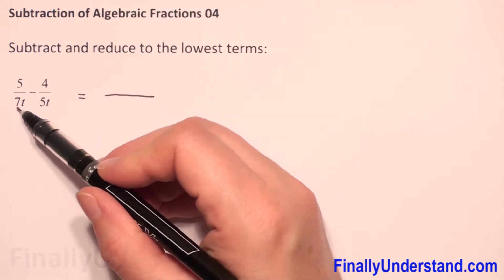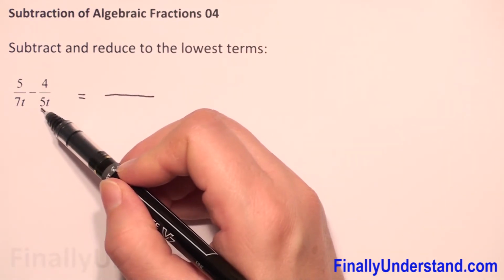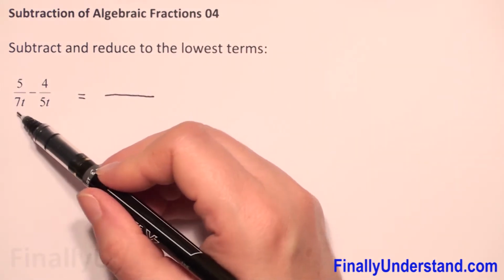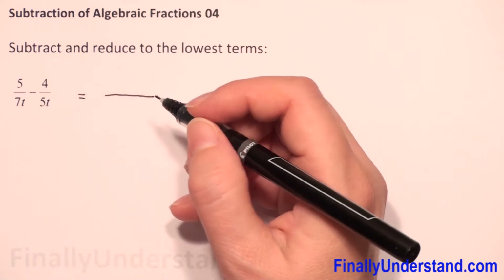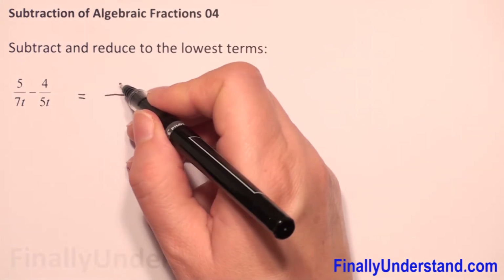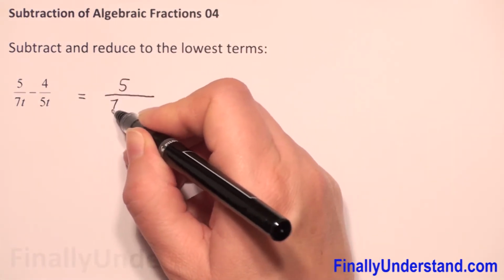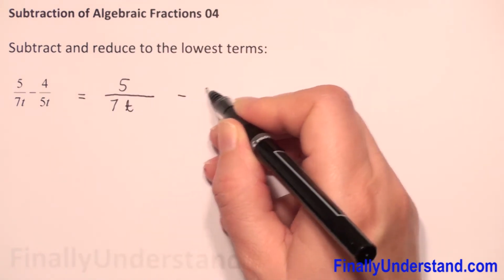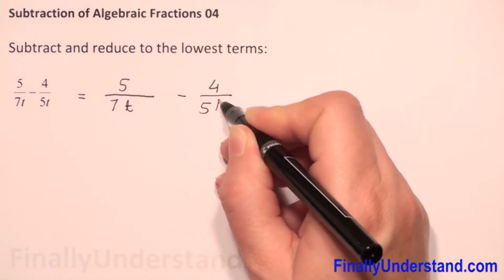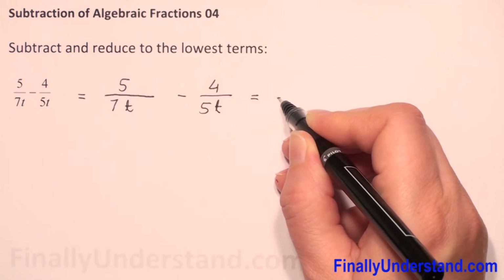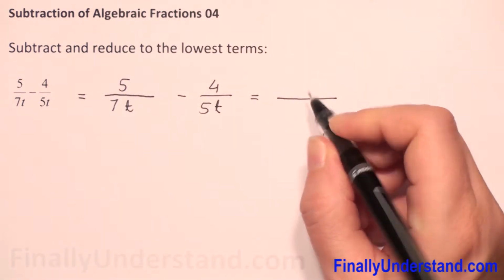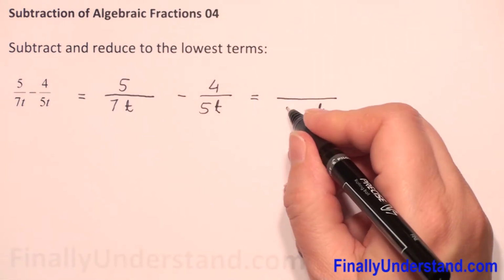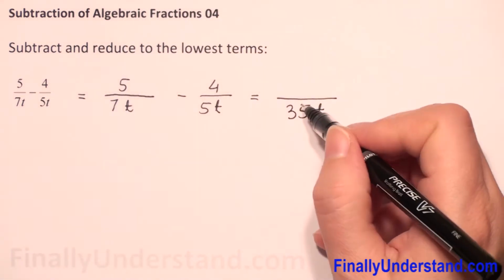And because we have 7 and 5, the smallest number which is divisible by 7 and 5 is 35. So let me copy these two algebraic fractions again first. And like I said, the least common denominator will be 35t, where 7 times 5 is 35.